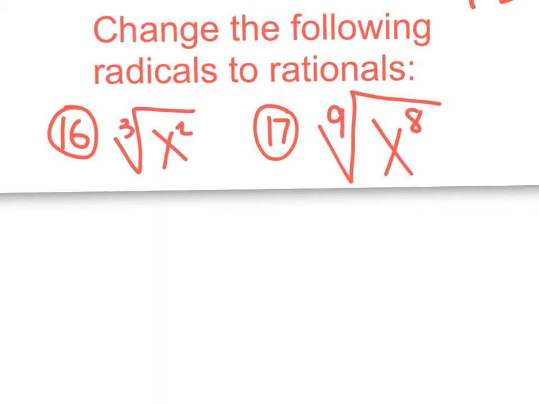Without these instructions, if I told you to simplify, you would leave them exactly the way they are, because these are technically already simplified. But because the instructions say to change to a rational, actually it should say change the following radicals to rational exponents. That's my bad right there. Rational exponents. All right, so number 16, what would it be?